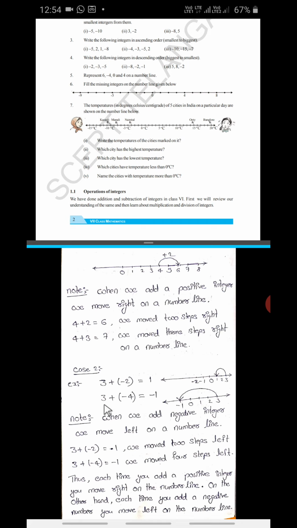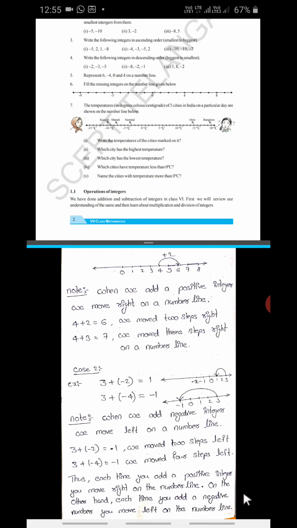See where we need to start drawing? At the number 3. Here I started at 3 and I have to reach up to which number? Minus 1. I am moving towards the minus 1. Minus 1 is on the left side. I reached here. So how many steps did I move? 1, 2, 3, 4. 4 steps towards left side on the number line.